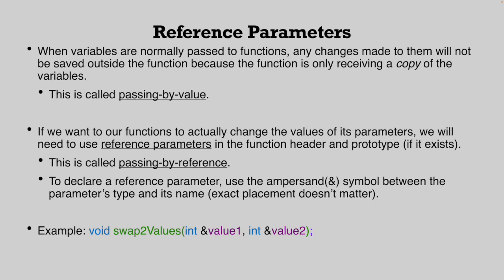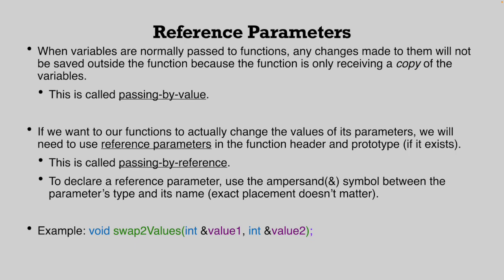So now we have reference parameters. When you normally pass variables to functions and you try to make any changes to them, they won't be saved outside the function because the function is only receiving a copy of the variables, and this is called passing by value. That means your parameters outside the function will remain unchanged. But if you wanted to actually change the values of those parameters, there's a way to do it, and that's using reference parameters in the function header and prototype if it exists. And this is called passing by reference.